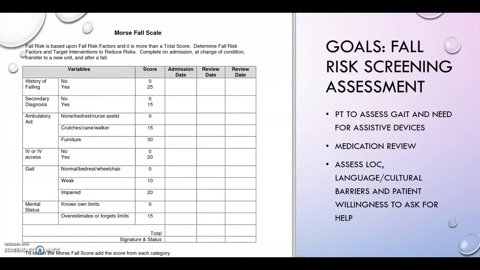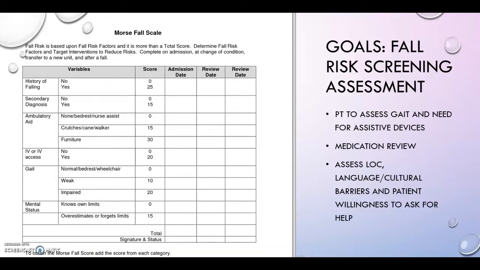Fall risk screening assessments are common during admission and throughout daily use with the patient. Physical therapy consults to assess patients' gait and their need for assistive devices or recommendations. They also size if the patient needs crutches, walkers, or canes. Always encourage medication review with the medical professional team and whatever potential side effects can increase patients' fall risks.